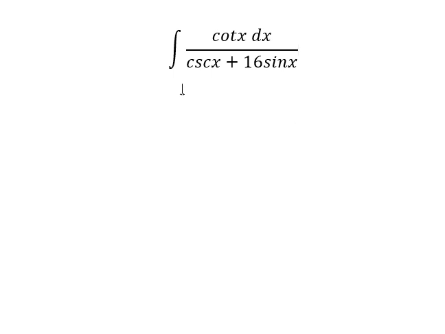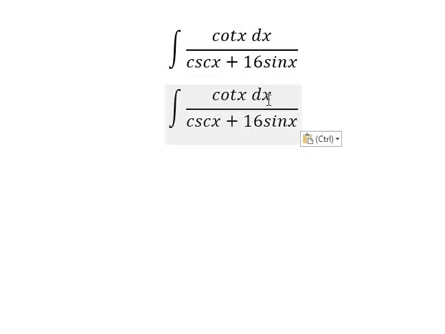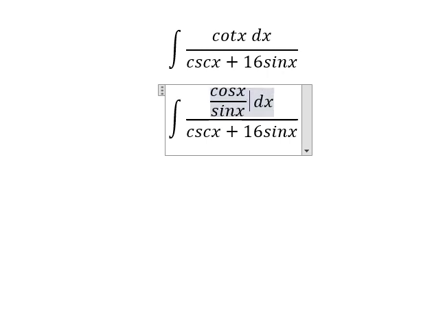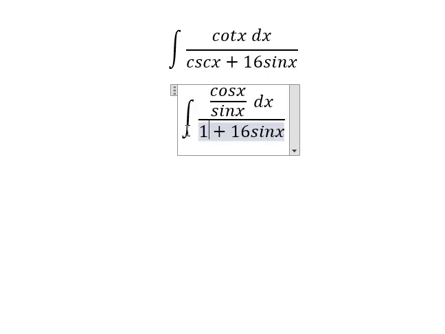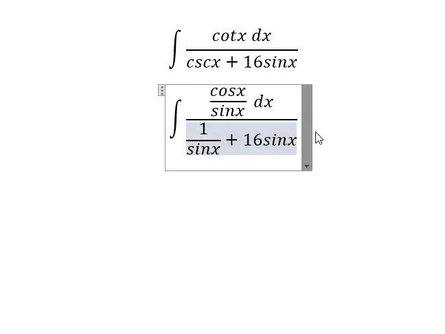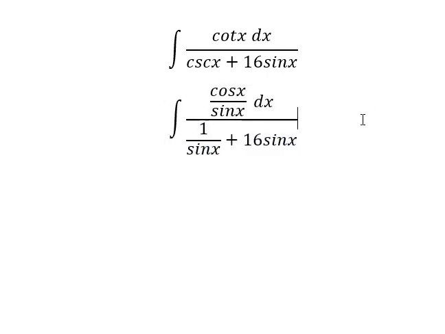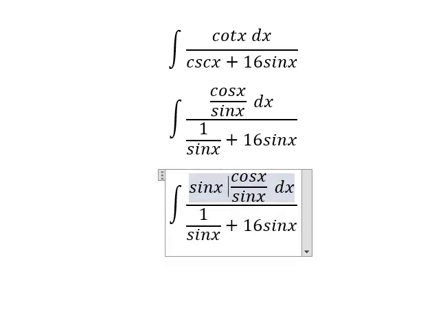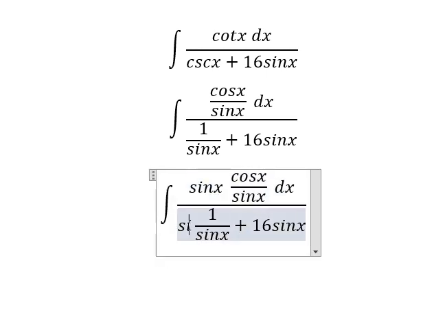The topic today is about integration. So now I want to show you how to answer about cotangent x, that is about cosine x over sine x, and cosecant of x, that is about 1 over sine x. Next, we need to multiply by sine x on numerator and denominator.